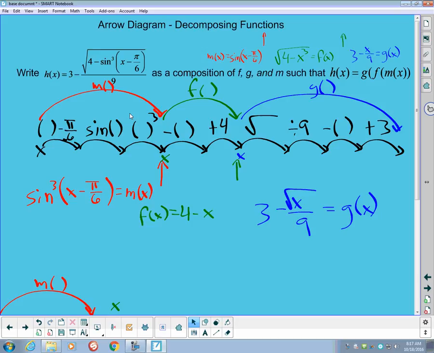We have, what do we have, 3, 4, 5, 6, 7, 8, 9 arrows here. So I could have split this into a composition of 9 functions if we wanted to do that, or any combination, anything less than 9, we could split this up and show how this is a composition of lots of different types of functions.